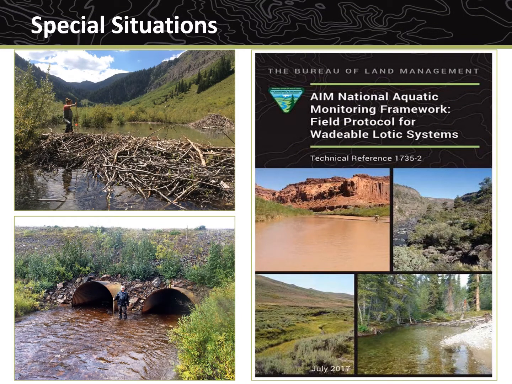Many stream and river systems are more complicated than those systems for which the main Lotic AIM field protocol is designed. Appendix C contains several adaptations that can be made to the main protocol so that high-quality data can still be collected. When sampling a reach that requires protocol adaptations, the Special Situations Appendix should be referenced repeatedly to ensure that the reach is being sampled correctly.